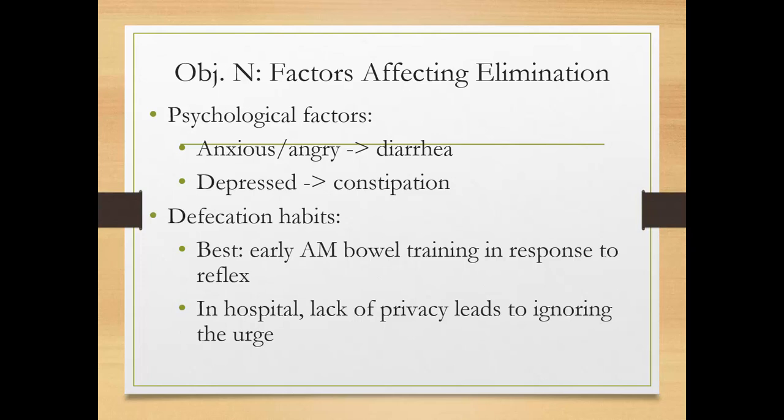So with anxiety, things speed up. This includes peristalsis, which can result in diarrhea. With depression, things slow down. This also includes peristalsis and can result in constipation.